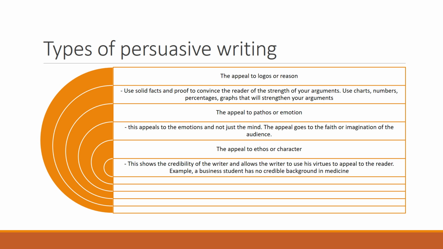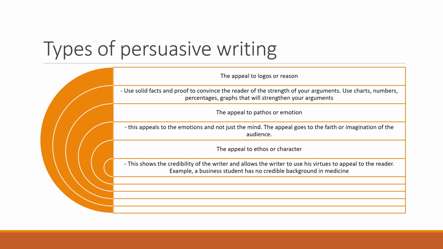Finally, it's the appeal to ethos or character. Here, you want to show credibility of you, the writer. And this allows you, as the writer, to use your virtues to appeal to the reader. So, for example, if you are writing about a topic, an issue at school, you want to make it clear that you are also a student and that you have endured this kind of issue.